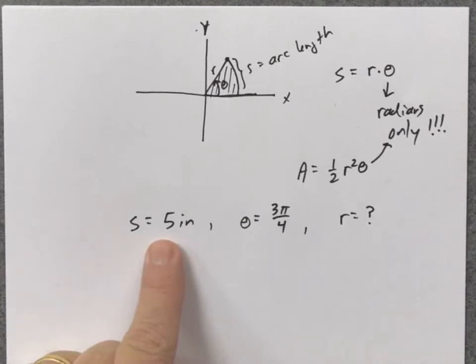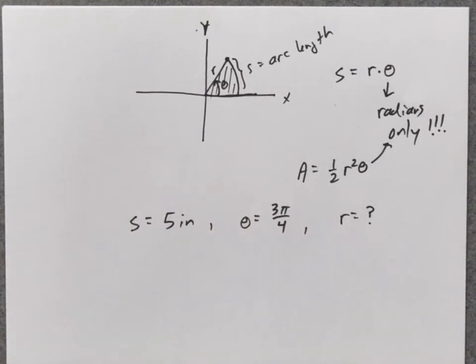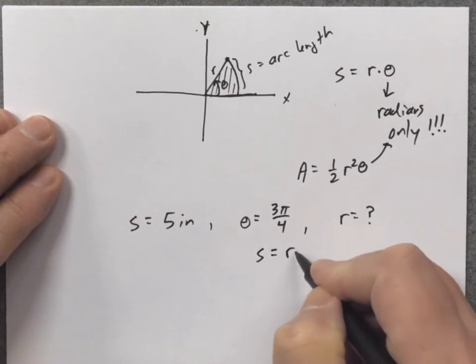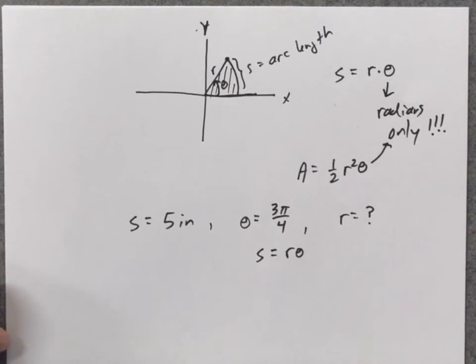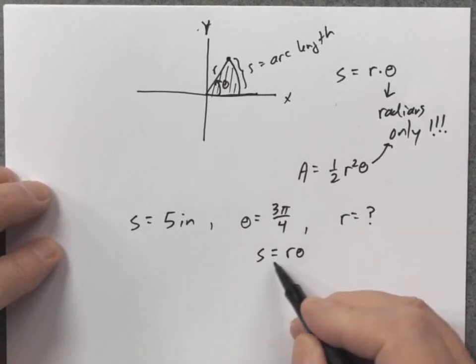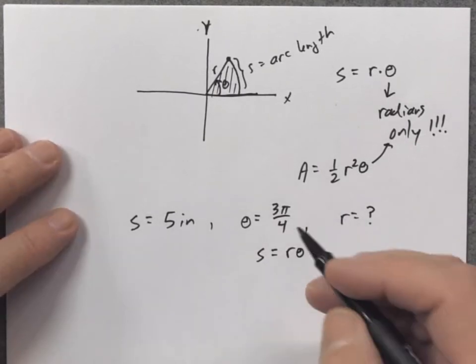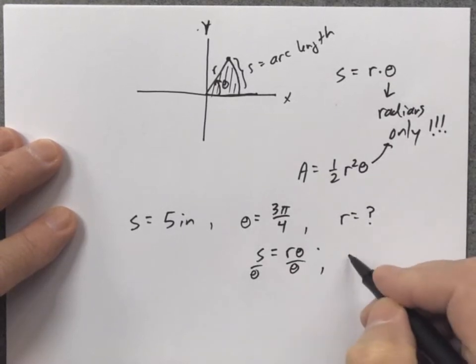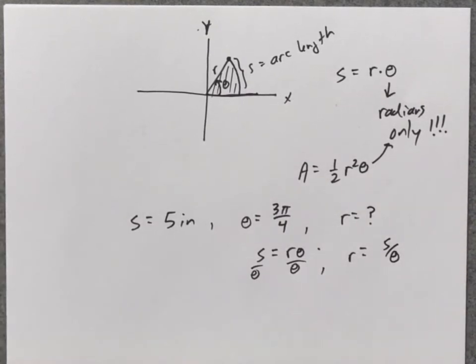So they give us the arc length, they give us the angle, and they ask what's the radius? Our equation is S equals R times theta. In this case, I'm trying to solve for R. So before I plug in numbers, I'm going to rearrange this equation. If I want to get R by itself, I have to divide both sides by theta. And then I have this new formula, R equals S over theta.